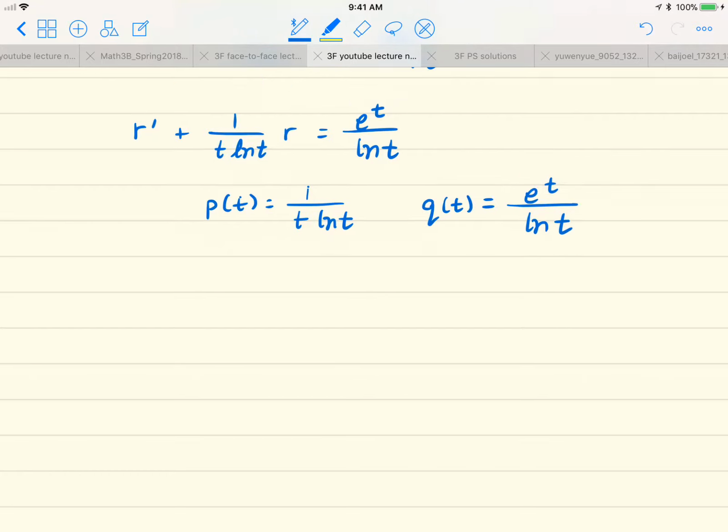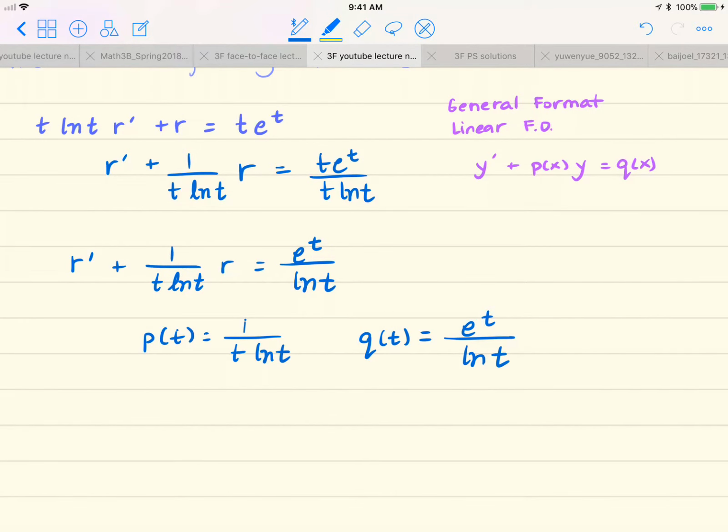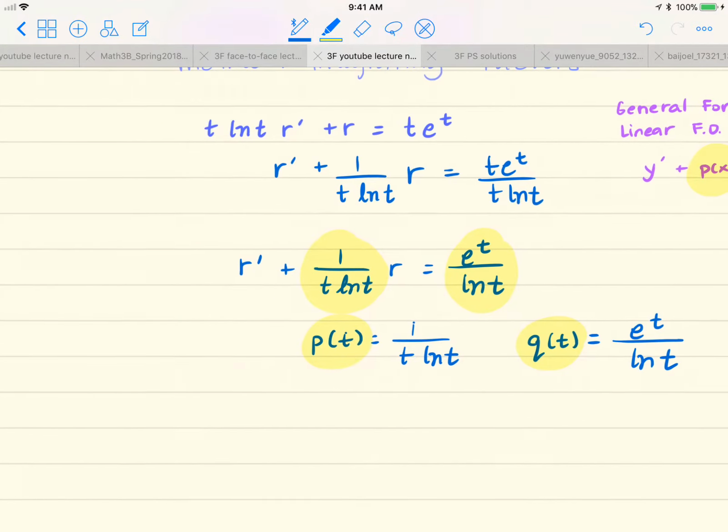Okay, so again we get these coefficients. The p of t is the coefficient in front of r, and the e to the t over ln of t is going to equal the q of t. So it's the same: you've got some coefficient in front of y, and then another coefficient at the end.